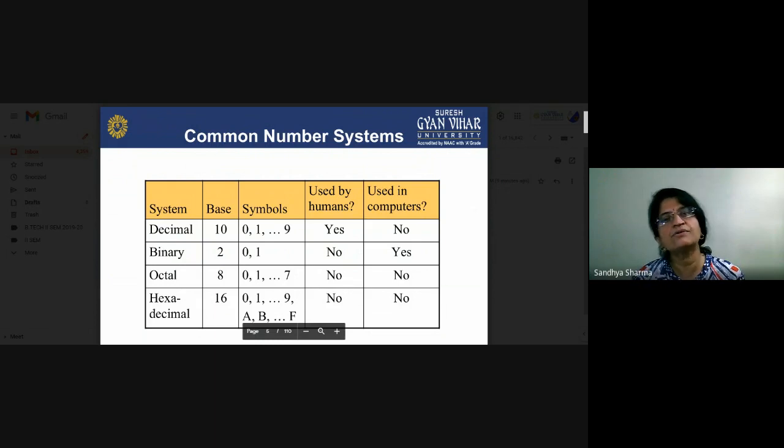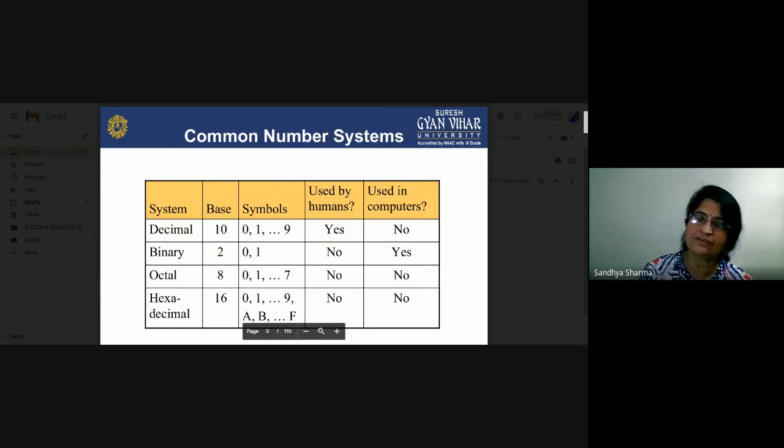If we are talking about the decimal number system, what is its base? The base of the decimal number system is 10. The binary number system has base 2. The octal number system has base 8, and the base of the hexadecimal number system is 16. Now we will see what the symbols are. Symbols are those particular digits, and by using a combination of them, we make numbers.